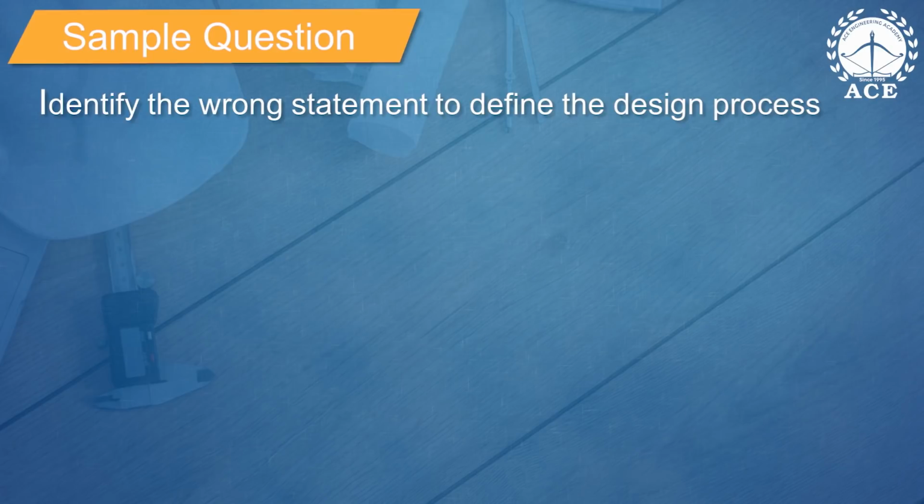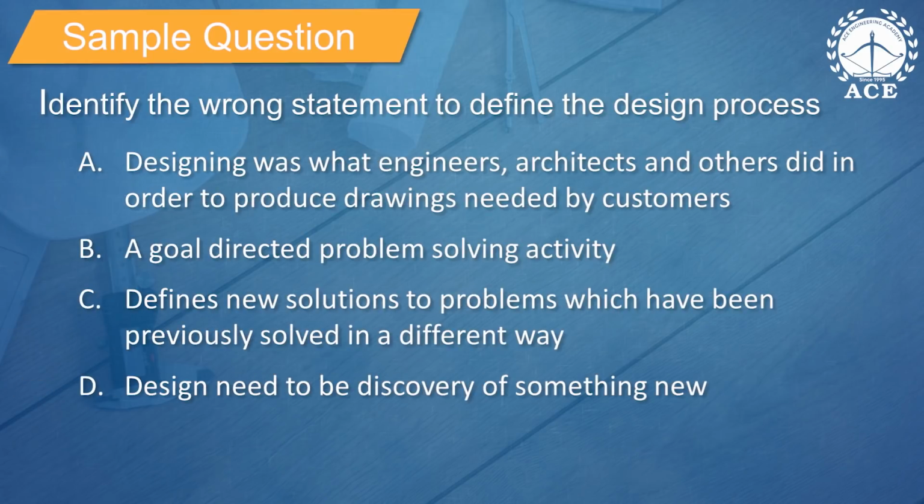Identify the wrong statement to define the design process. Option A, designing was what engineers, architects and others did in order to produce drawings needed by the customers. Option B, a goal-directed problem-solving activity. Option C, defines new solutions to problems which have been previously solved in a different way. Option D, design need to be a discovery of something new.